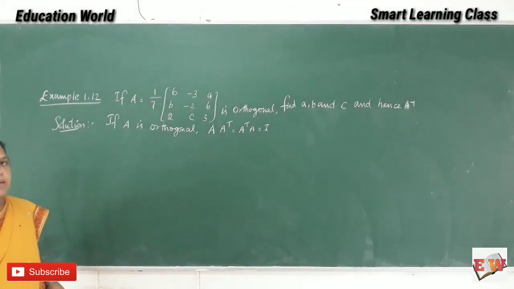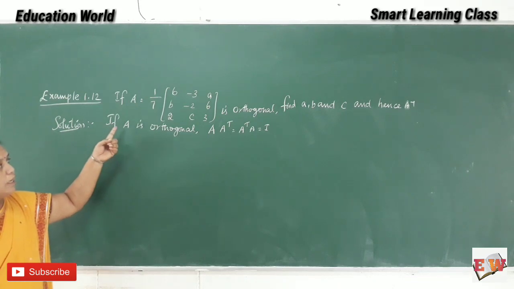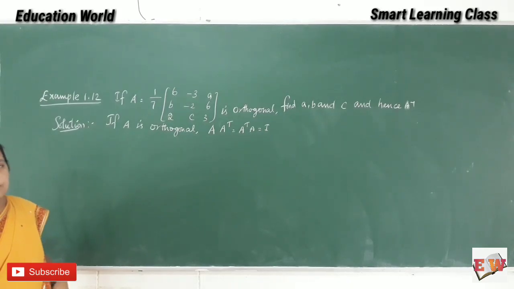Hi students, now we are going to see example 1.12. They gave a 3 by 3 matrix to find A, B and C. They have given a 3 by 3 matrix to find the value of A, B and C, and hence we have to find the A inverse.